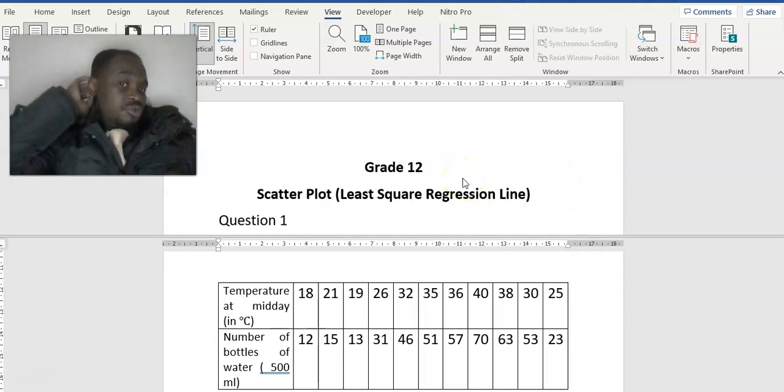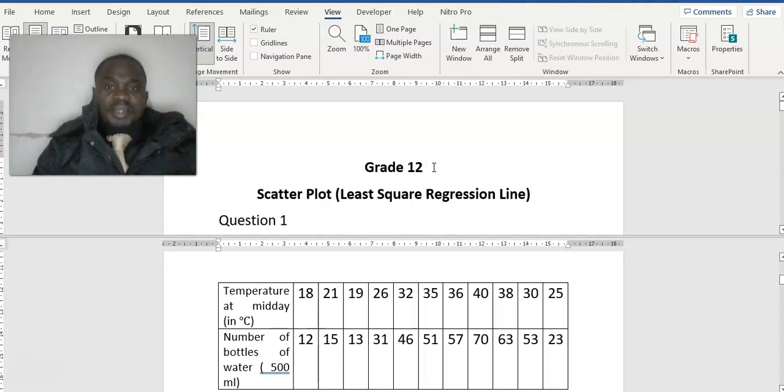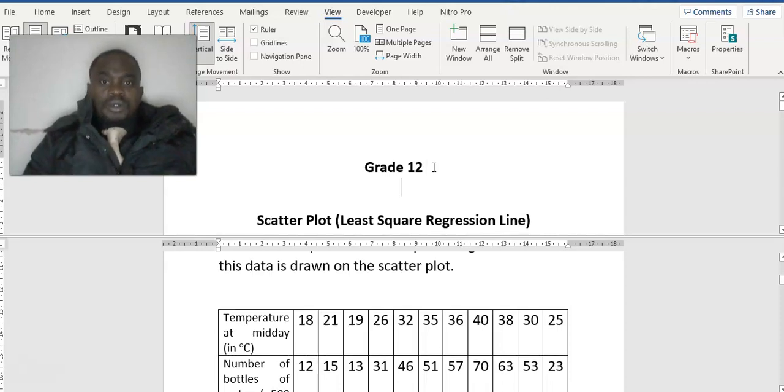Today, I want us to look at scatter plot and least square regression line. And this one normally comes on paper 2.